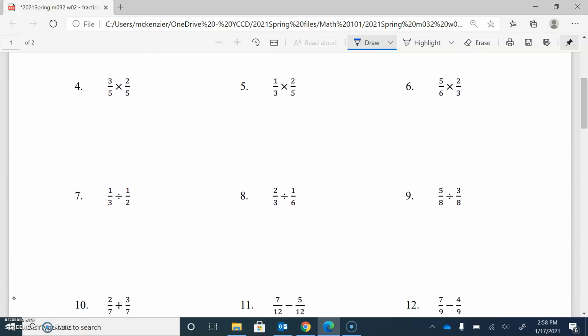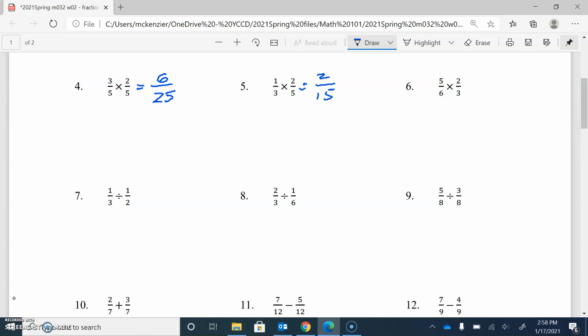Okay, for problem 4, we just multiply straight across. Yes, there are 2 5s, but because they're not diagonal, they don't cancel. So this gives us 6/25. Then for problem 5, again, we multiply straight across. This will give us 2/15.